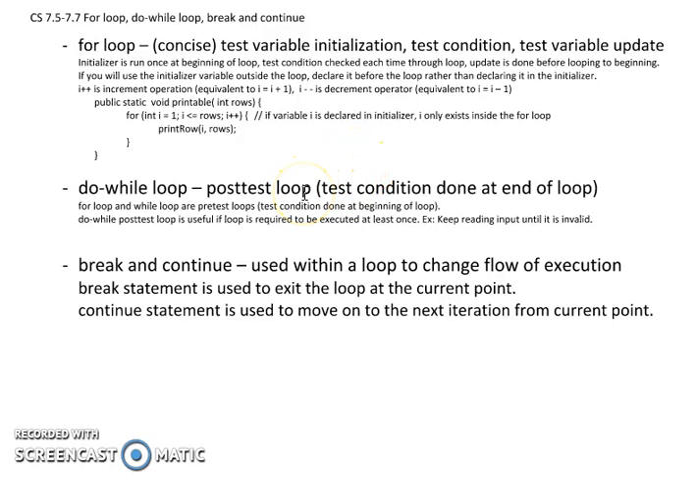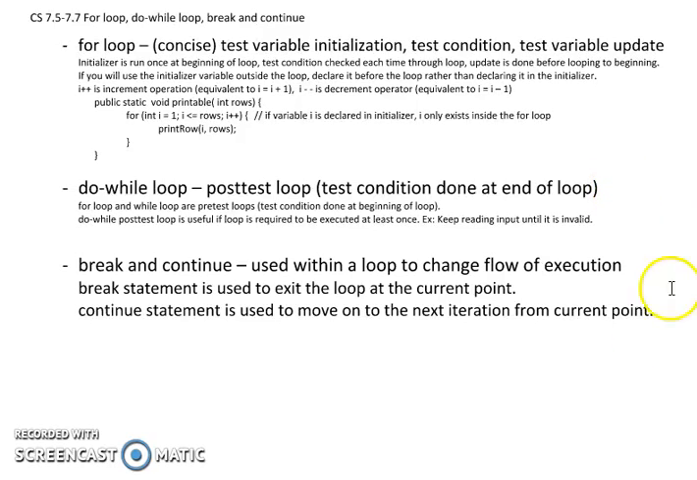However, the do while loop tests the condition at the end of the loop. It'll always execute the loop at least once. And that's when the do while loop is actually useful, when you do need the loop to be executed at least once. One example of that is for reading input.